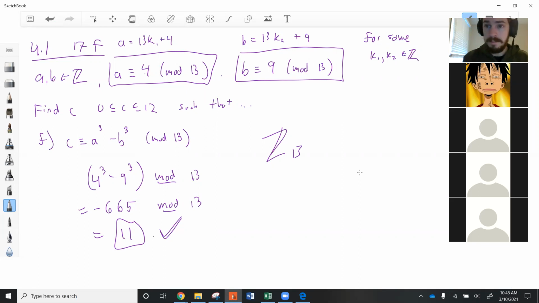Quick question. So the 4 and 9 came from imagining that K and K2 were 0, right? Correct. Okay. Which I just felt was the easiest choice of numbers to work with.